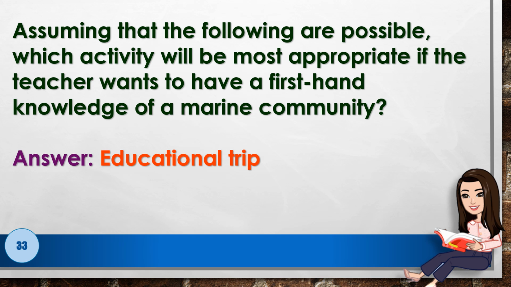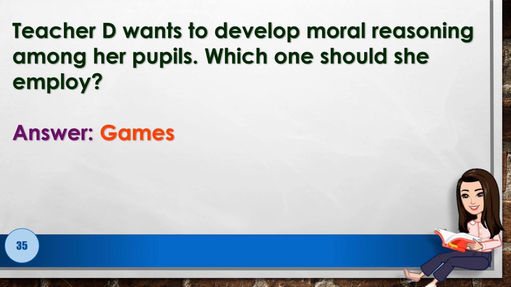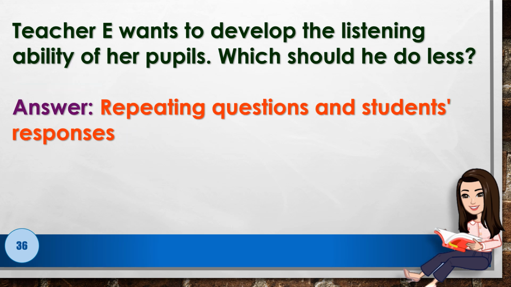Answer: educational trip. 34. Teacher C wants to develop moral reasoning among her pupils. Which one should be employed? Answer: simulation. 35. Teacher D wants to develop moral reasoning among her pupils. Which one should she employ? Answer: games. 36. Teacher E wants to develop the listening ability of her pupils. Which should he do less? Answer: repeating questions and students' responses.